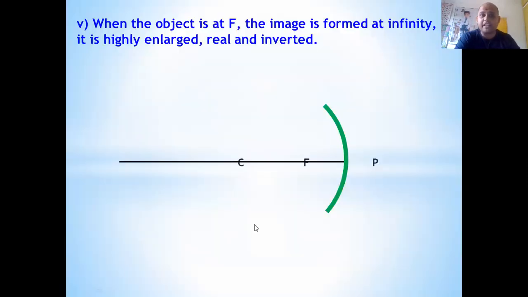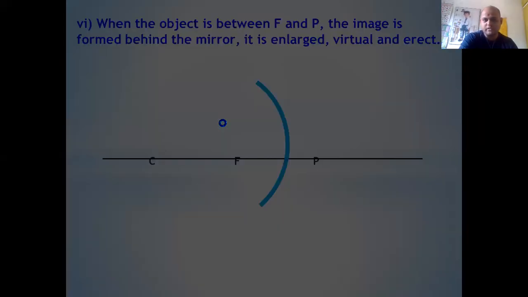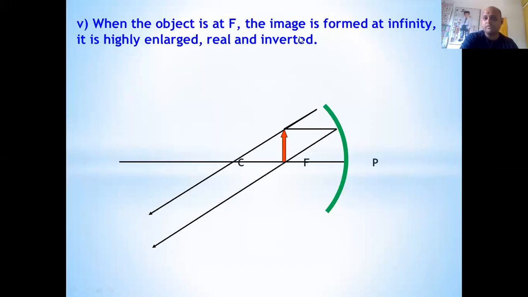Okay, very good. Next is when the object is at F, right at the F, the image is formed at infinity, it is highly enlarged, real and inverted. This seems to be an error, this object should be at F, है ना, or rather the F is here. Look at the incident ray itself, from the aperture itself it is being reflected. Sorry, hold on a second, this one. Yeah, so the image will be formed at infinity.